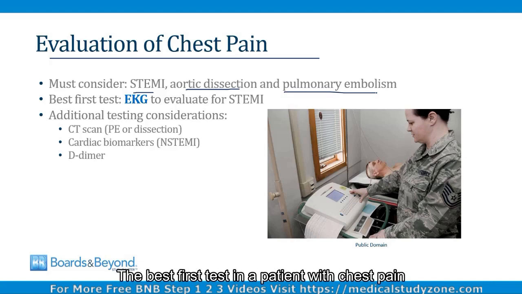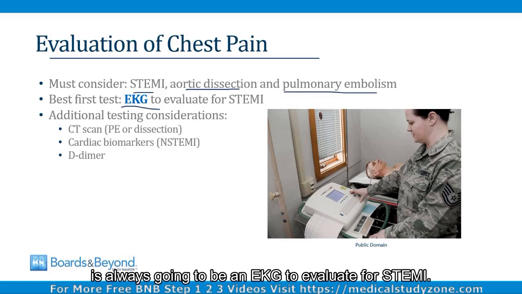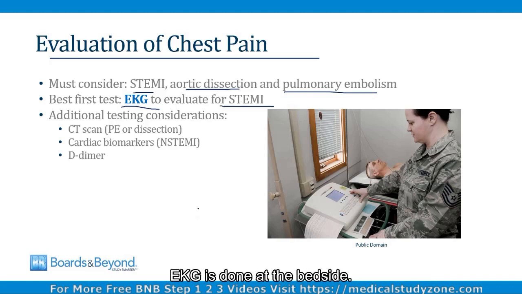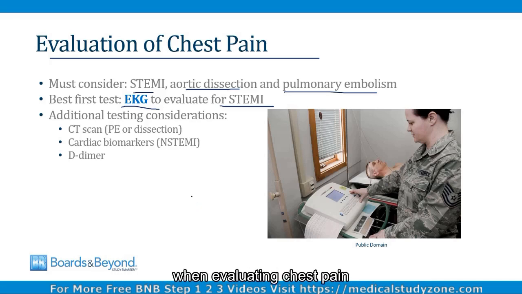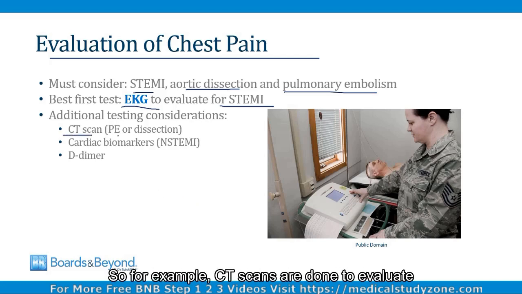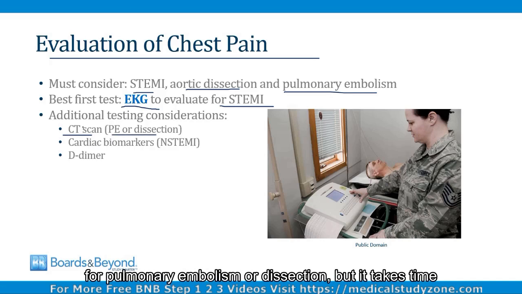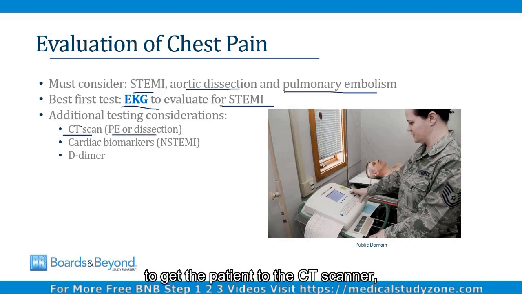The best first test in a patient with chest pain is always going to be an EKG to evaluate for STEMI. EKG is done at the bedside. It just takes a few minutes to perform, and it will immediately let you know whether or not the patient has a STEMI. Now, there are many other tests that are also used when evaluating chest pain, but those are done after the EKG. So, for example, CAT scans are done to evaluate for pulmonary embolism or dissection, but it takes time to get the patient to the CAT scanner, so you're going to do the EKG first.